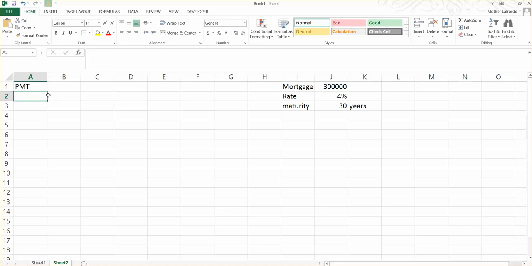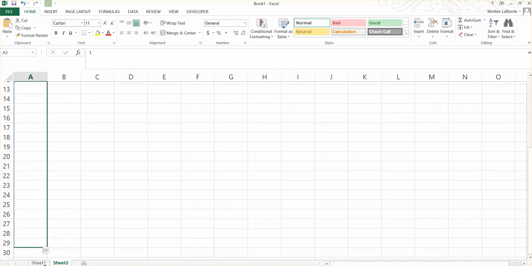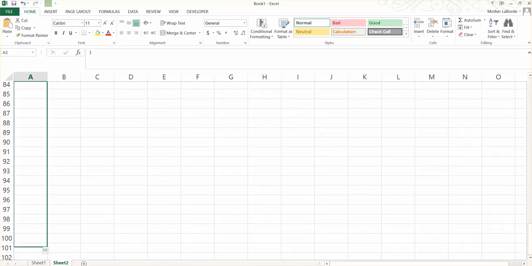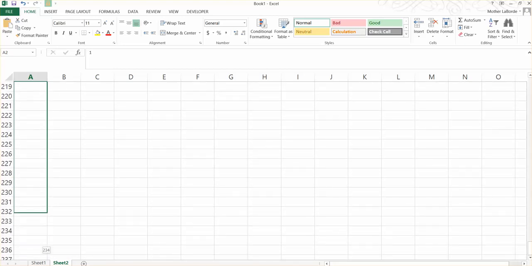That part's easy. I'm going to make monthly payments because this is a mortgage. My mortgages are typically monthly, and I'm going to do it for 30 years. Well, 30 years times 12 months is 360. And I'm going to go ahead and do all 360. It won't take that long.